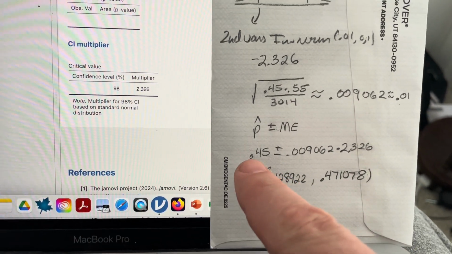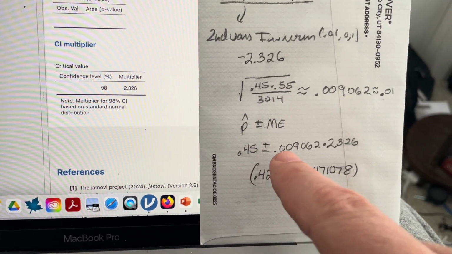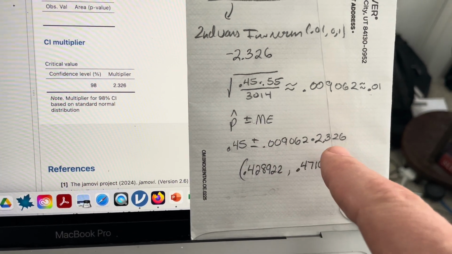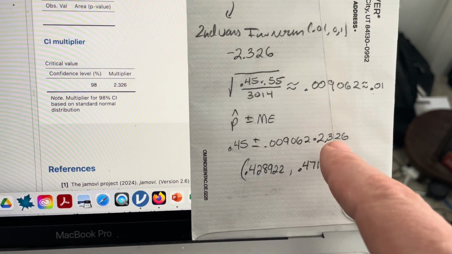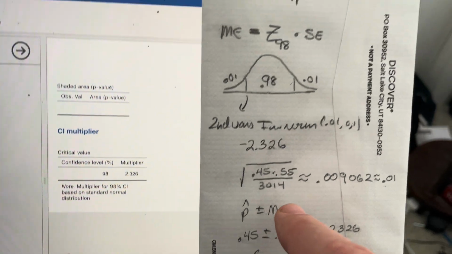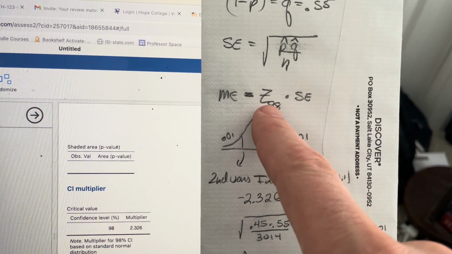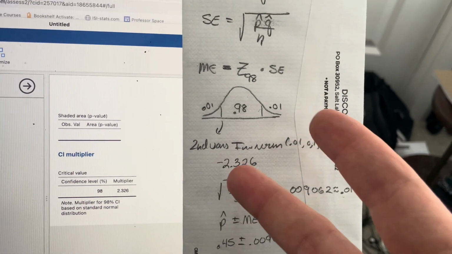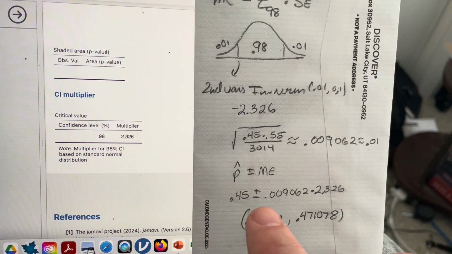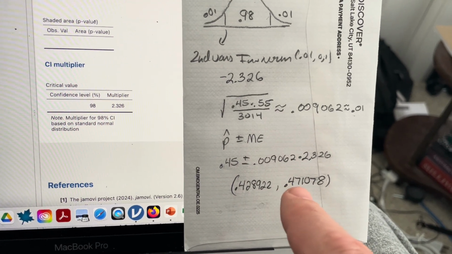So what this is going to look like is we're going to take 0.45, that's our sample proportion, our p-hat, and we're going to add to that 0.009062 times 2.326. Now, this is our standard error, and this is our multiplier. Now, I have it out of order. I should have had the 2.326 first and the 0.009062 second, following the pattern where you have the z-score or the multiplier times the standard error, but multiplication is commutative, so hopefully you're okay with that. So we're going to do 0.45 plus that, and then we're going to do 0.45 minus that. And these are the two values that I get. I have 0.4289 and 0.471078.